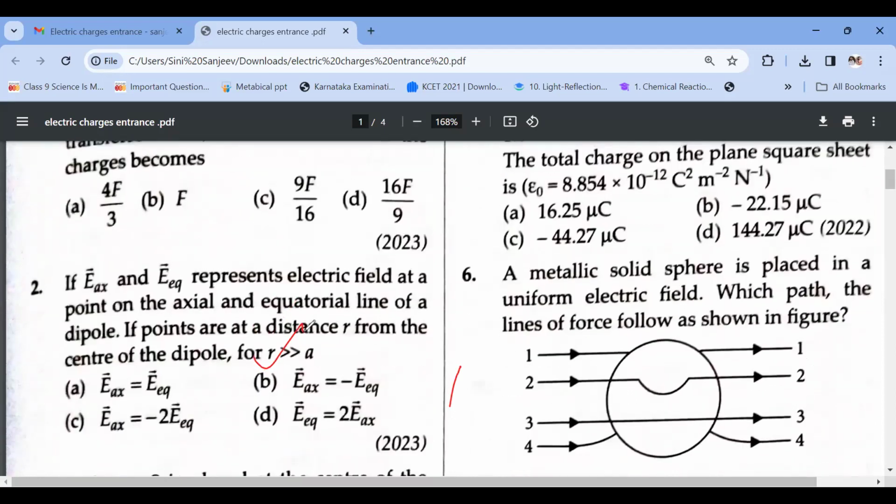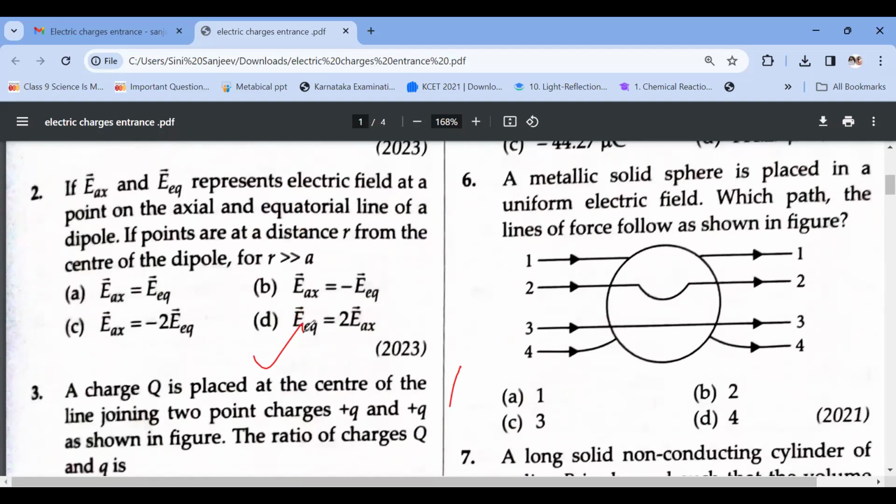Yes. Second question. If E axial and E equatorial represent the electric field at a point on the axial and equatorial line of a dipole, if the points are at distance r from the center of a dipole for r greater than or equal to a. So we have to know the formula for electric field at the axial line and at the equatorial line respectively. The learning from this is we have to know the end answer. Oh, I think I already got an answer. So anyway, let's see whether this is the correct answer or not. I'll just check it out.